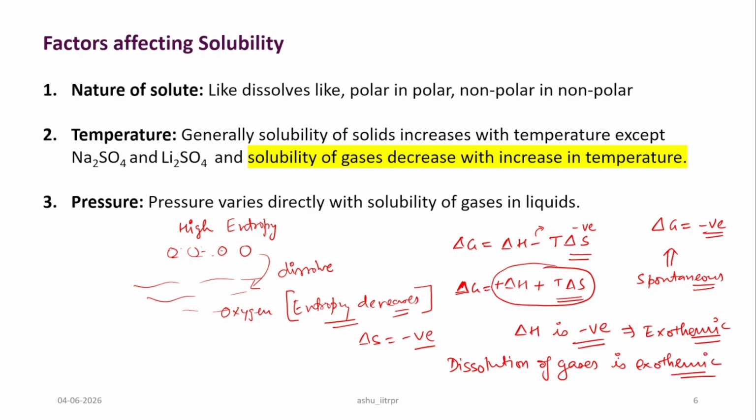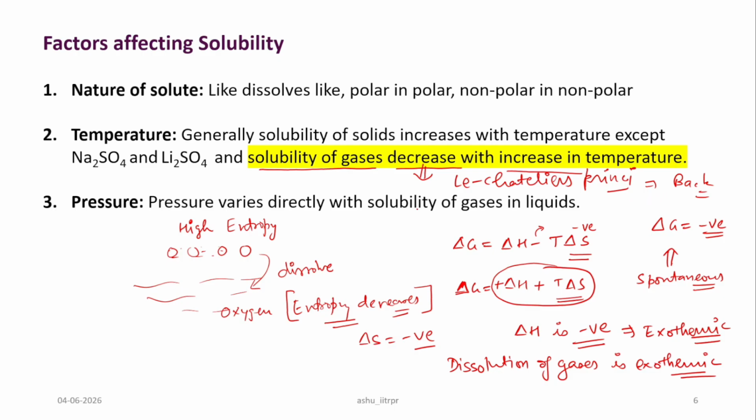So if dissolution of gases is exothermic and you are increasing temperature, that is why with increase in temperature solubility decreases. Why? Because of Le Chatelier's principle. Dissolution is exothermic, and for any exothermic process, when you increase temperature, the reaction goes backward. That is why solubility decreases.